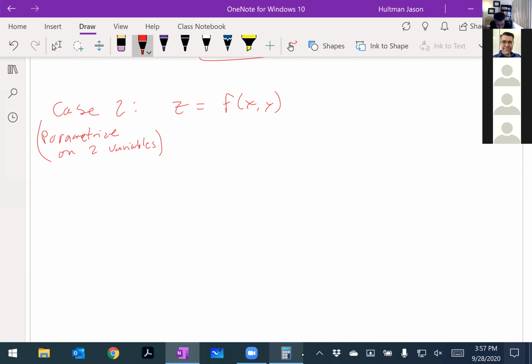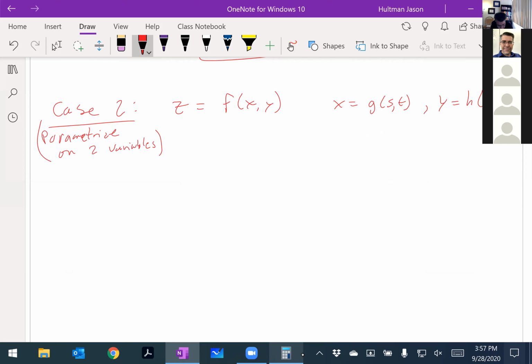Well, this is when x equals g of s and t, and y is equal to h of s and t. So two variables, but we're parameterizing on two variables. Function inside a function, right? So that's the chain rule. The chain rule is like function inside a function. So this is case 2.